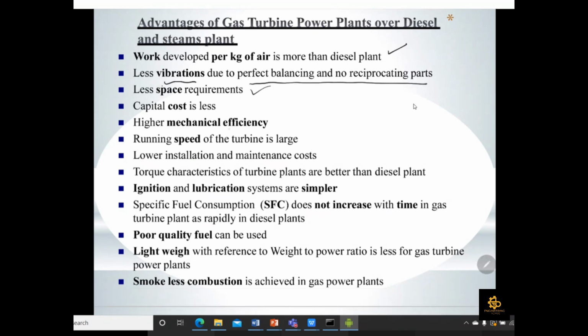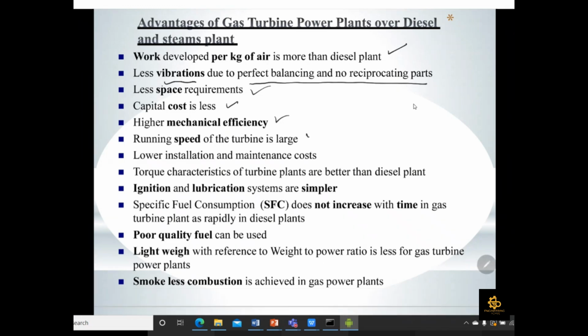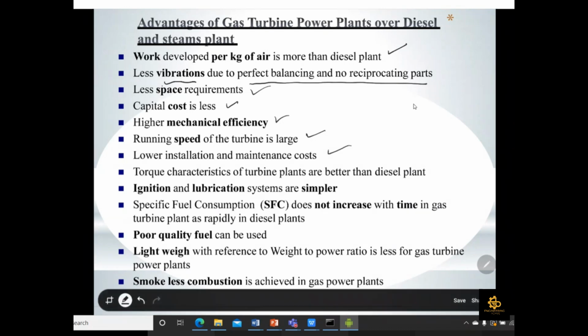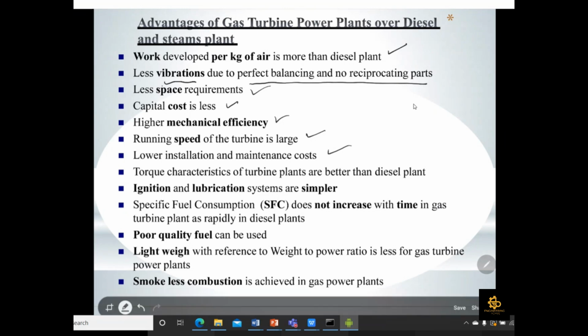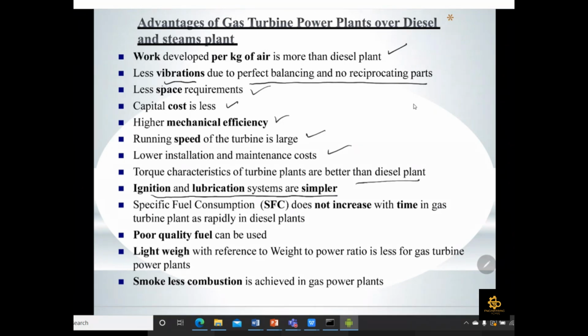Then less space requirement, lower capital cost, and high mechanical efficiency. Okay, so mechanical efficiency and thermal efficiency are two different things. Previously we talked about the low thermal efficiency, which is for the complete cycle. The running speed of the turbine is large, with low installation and maintenance cost. Torque characteristics of the turbine plants are better than the diesel plants. Ignition and lubrication systems are simpler.